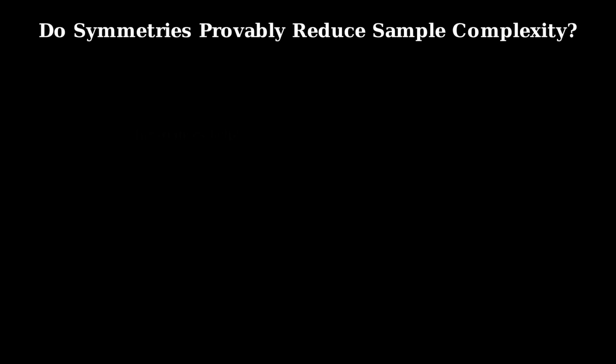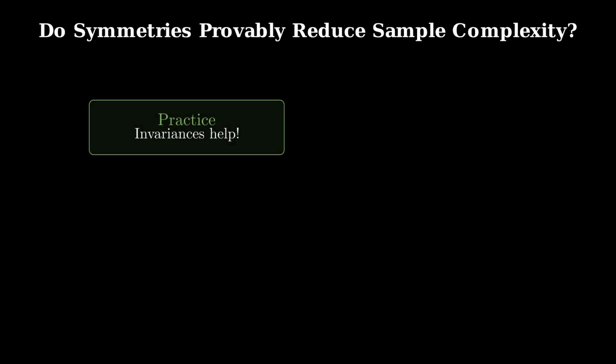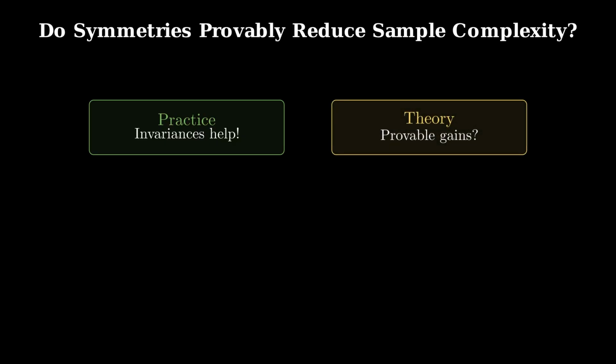Now, moving to a different topic entirely. The third set of recent results focuses on the provable sample complexity benefits of incorporating symmetries into learning. In practice, learning with invariances works better. But can we actually prove that symmetry reduces sample complexity?